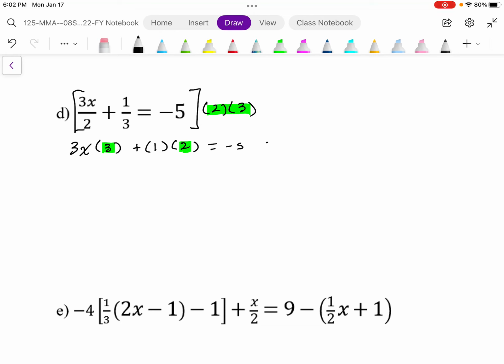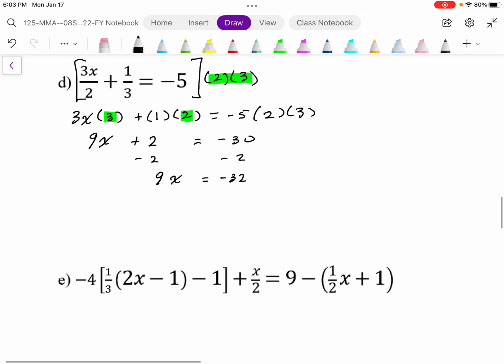And then for negative 5, nothing cancels out. There's no divide here, so we're going to multiply by 2 and by 3. So this becomes 9x plus 2 is equal to negative 30. When I subtract 2 from both sides, I end up with 9x is equal to negative 32. Dividing both sides by 9, we get the final answer of x is equal to negative 32 over 9.